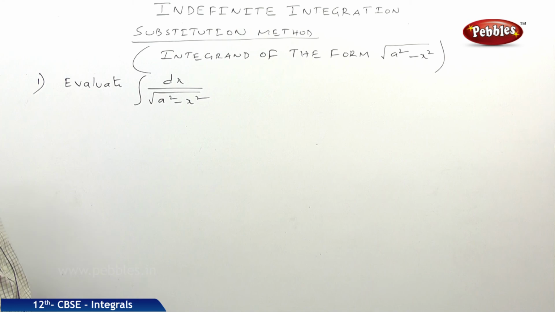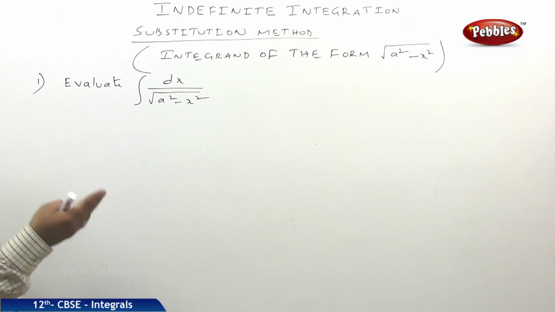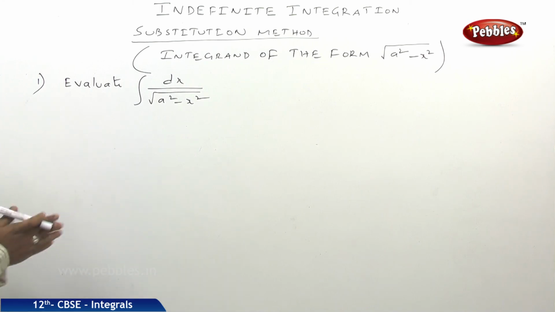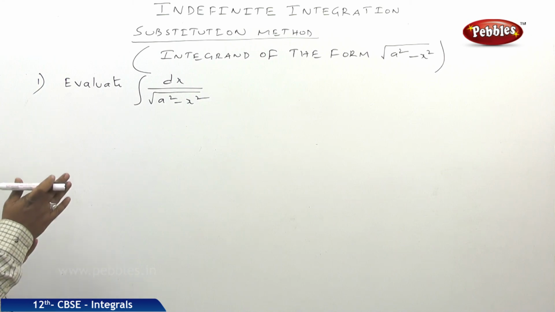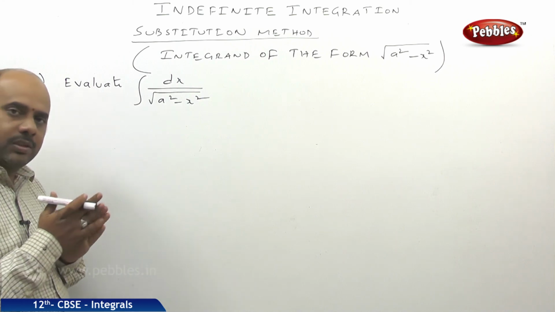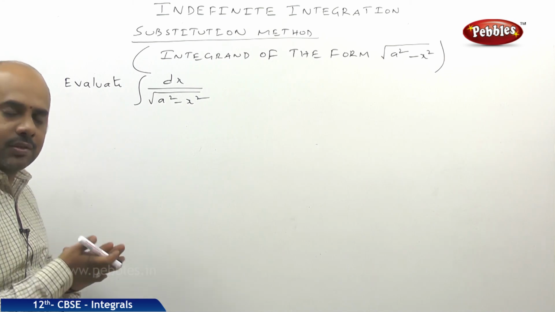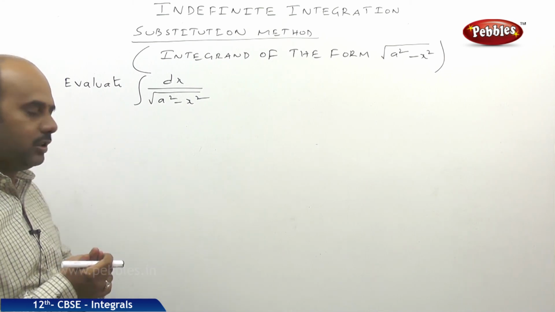Right students, now we shall go to still higher level integration. Integrands of the form under root of a square minus x square, it might be in the numerator as well as in the denominator. So we shall go directly with a problem. Evaluate the integral of dx by under root of a square minus x square. We know that sin square theta plus cos square theta is equal to 1. So whenever sin square theta is coming, we can write it as 1 minus cos square theta and vice versa.